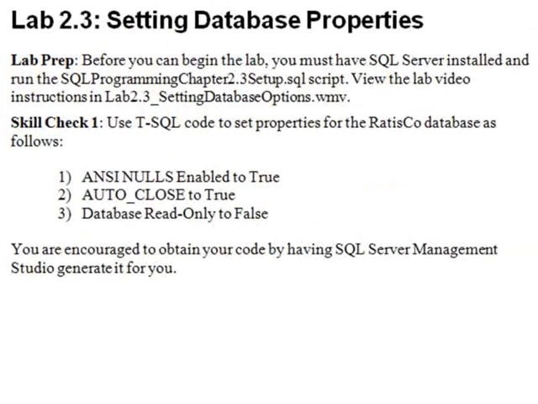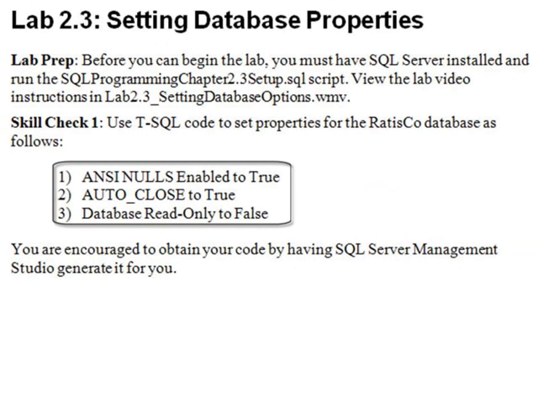Lab 2.3, Skill Check 1. Use T-SQL code to set properties for the Radisco database as follows. Set ANSI nulls enabled to true, set auto close to true, and set database read-only to false.